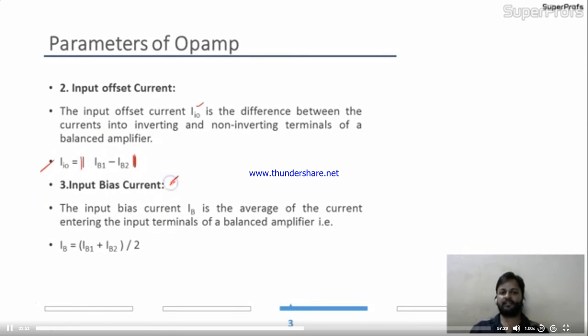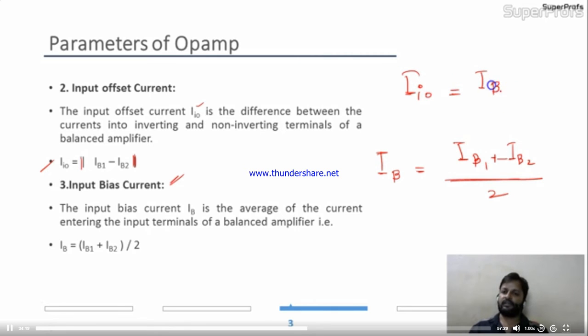Now input bias current. What is the bias current? The input bias current IB is the average of the currents entering the input terminals. If I talk about the input bias current, I have to take the average, IB1 plus IB2 divided by 2. Is it okay? And for the input offset current, I have to take the difference, IB1 minus IB2. So the input bias current IB is the average of the currents entering the input terminals of a balanced amplifier, that is this.